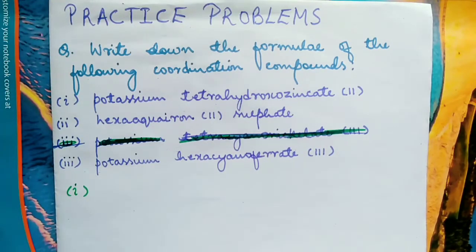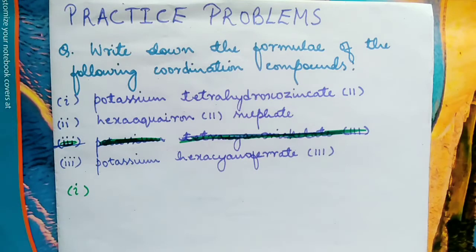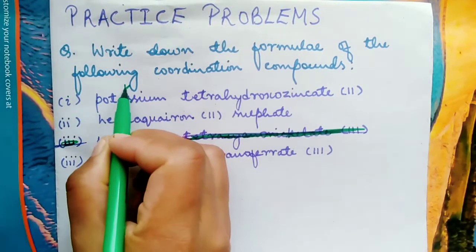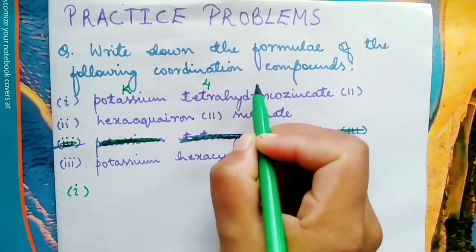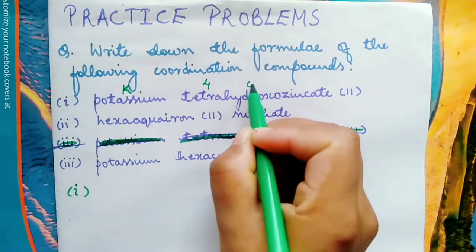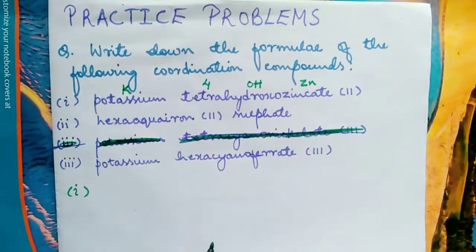Let us come to the practice problems. Write down the formula of the following coordination compounds. The first one, potassium tetrahydroxozincate. Potassium, that is K. Tetra means 4. Hydroxo means OH. Zincate means Zn. Okay?